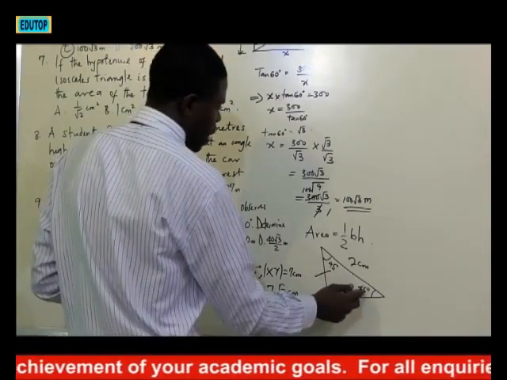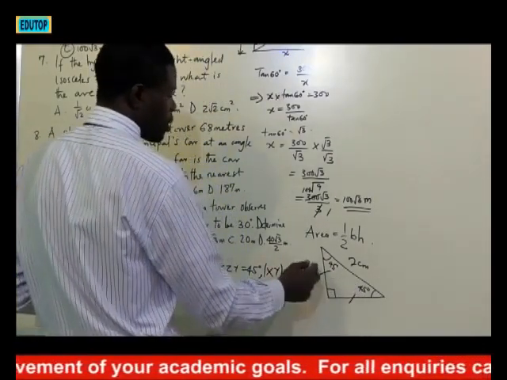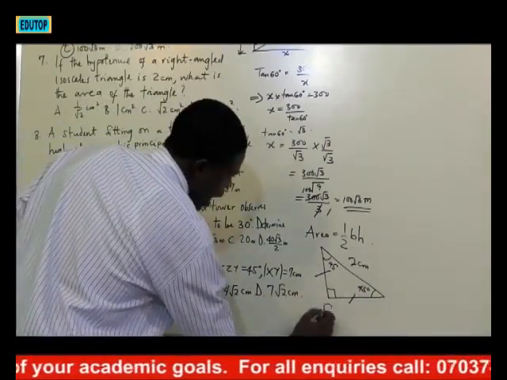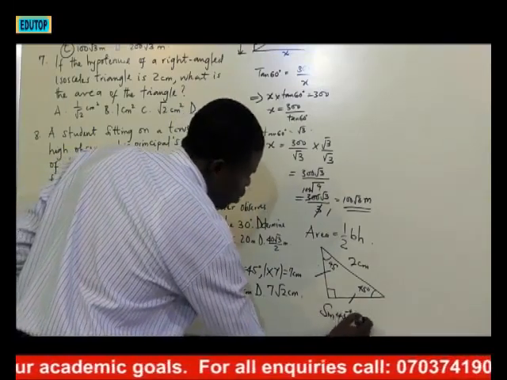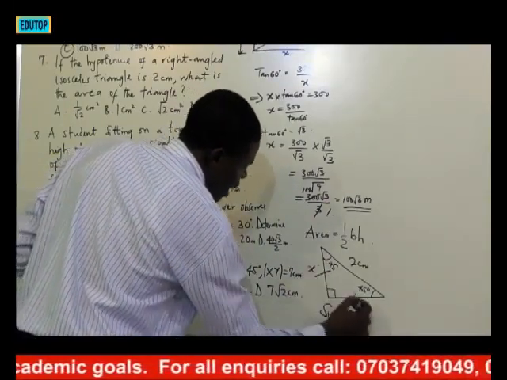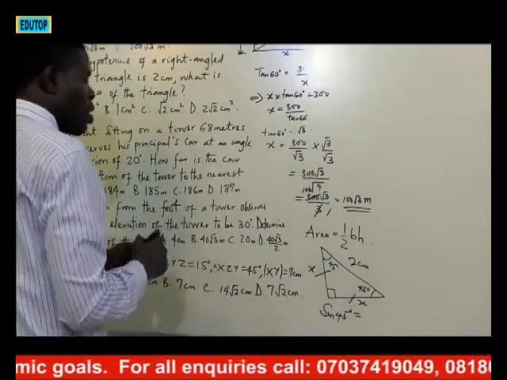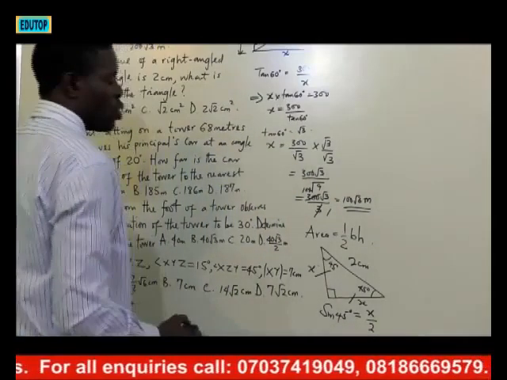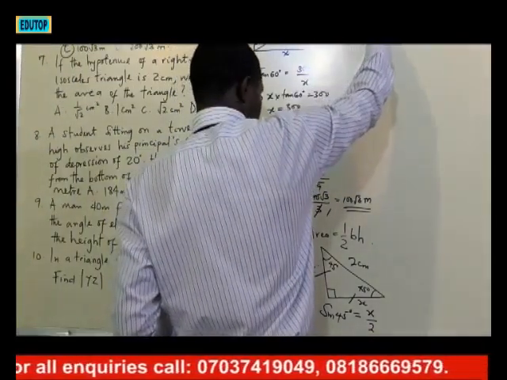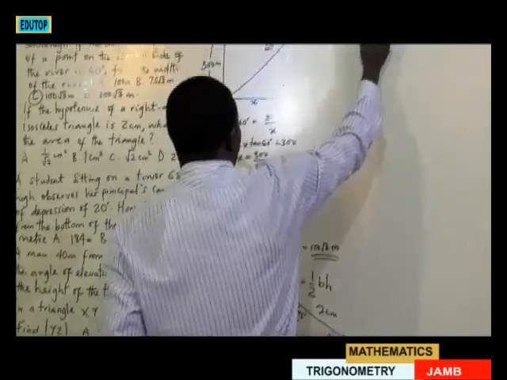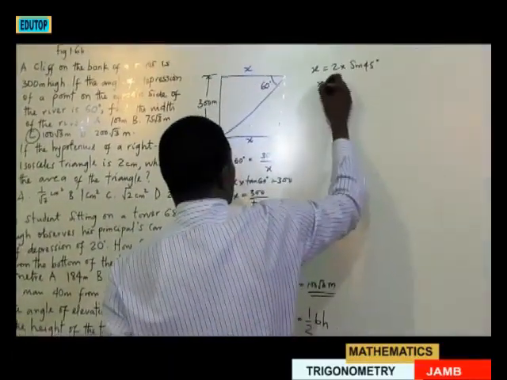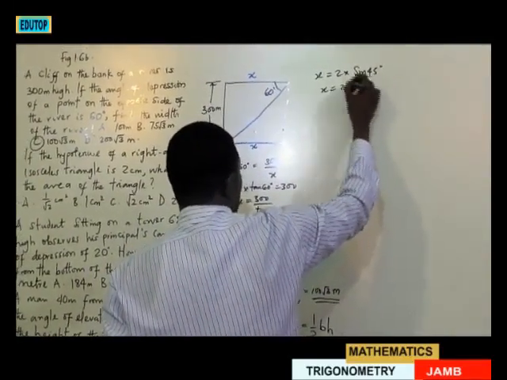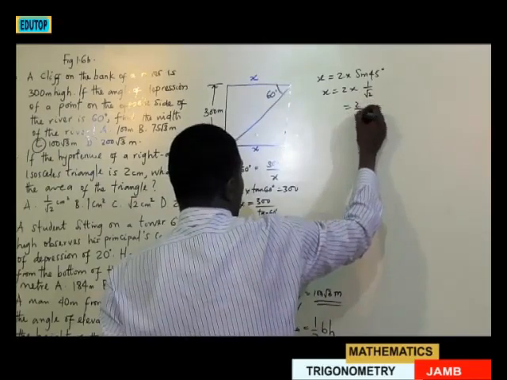Remember that sine is opposite over hypotenuse. We can use SOHCAHTOA. So sine 45 degrees will definitely be what? Opposite. Let's call this place x. If this place is x, this place too will be x, because the two sides are equal. So sine 45 degrees will be opposite, which is x, over hypotenuse, which is 2. So our x in this regard will be 2 times sine 45 degrees. What is sine 45 degrees by special angle? It is 1 over root 2. So 2 times 1, 2 over root 2.